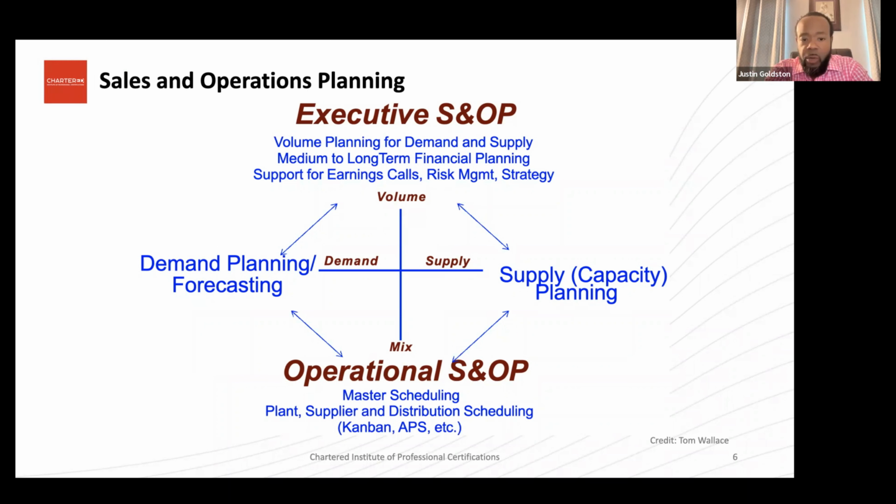Now, you also have operational sales and operations planning. So that's the day-to-day operations. And that's where the master scheduling comes in. That's where the plant scheduling comes in, and those are inputs into our forecast. And then you have supplier and distribution scheduling, so distribution requirements planning, right?